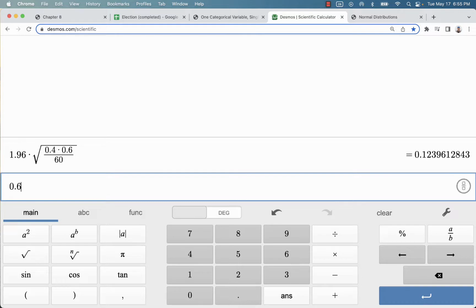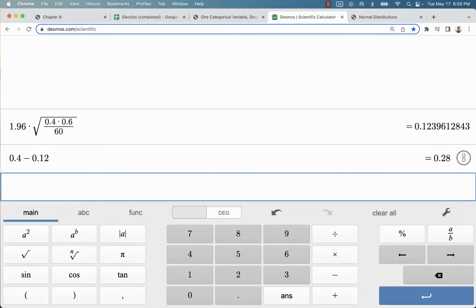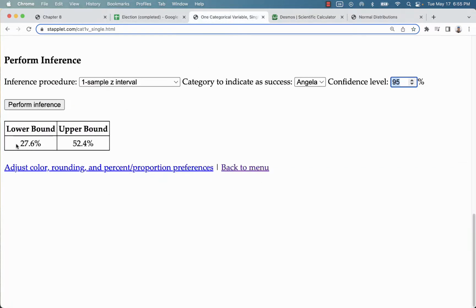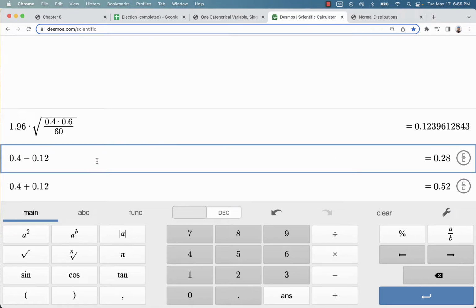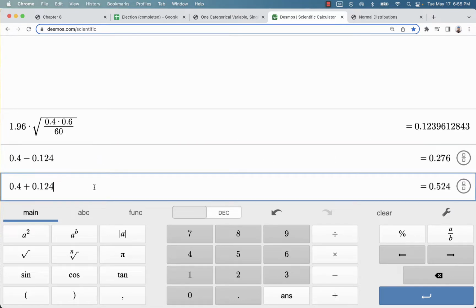So if I take my 40% votes for Angela minus this 0.12, I get 0.28, and 40% plus the margin of error 0.12, and I get 52%. So we can compare that all the way back here. 28% to 52% is my lower and upper bounds. So I can get the same thing there, increasing accuracy here if I want to get even a little closer to those values. So it's really not difficult to do this by hand.